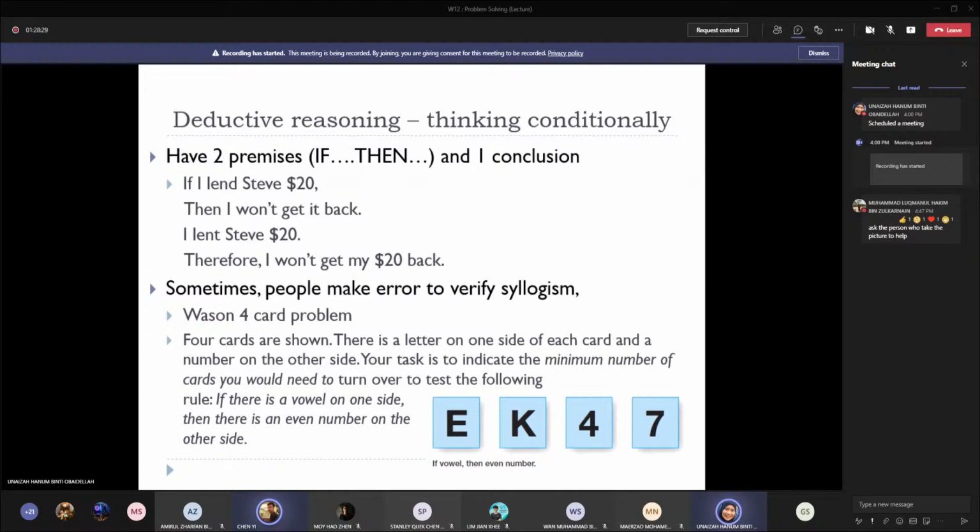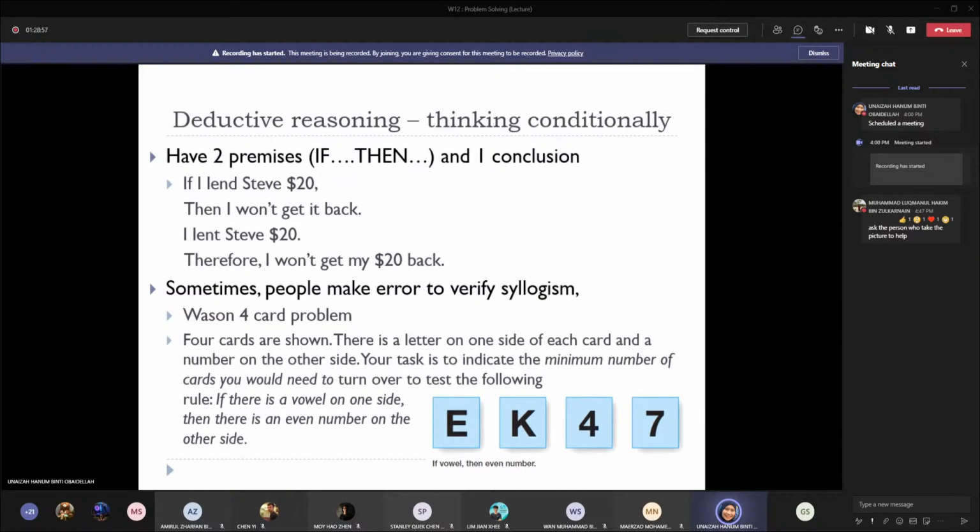K is not necessary, because it doesn't matter whether it is an even or odd number; anyhow it will not contradict the rule. It has nothing to do with the rule, because the rule said vowel, right? So that is basically the solution. The minimum number is 2. You can say that you can turn 3, but that's already going to the maximum. So that's actually the correct explanation.